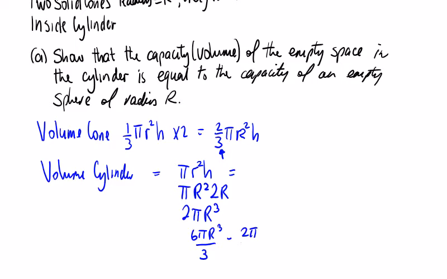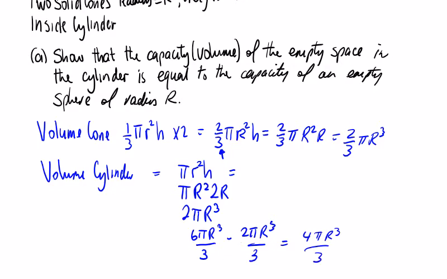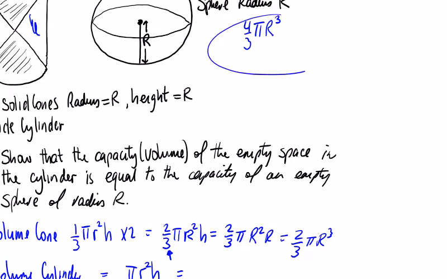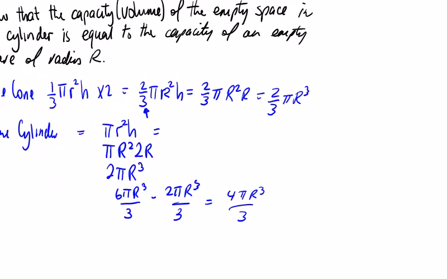my h in this case is r, so 2/3 pi r squared times r is 2/3 pi r cubed, so minus 2 pi r cubed over 3, which is 4 pi r cubed over 3, which is equal to the volume of a sphere. So just write that down: equal volume of empty sphere.